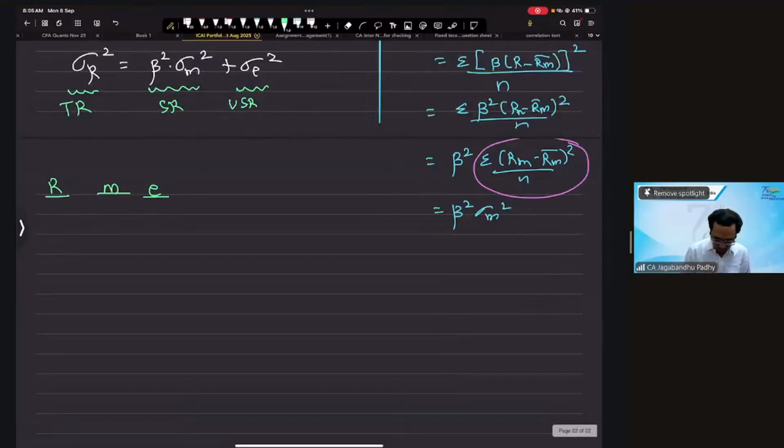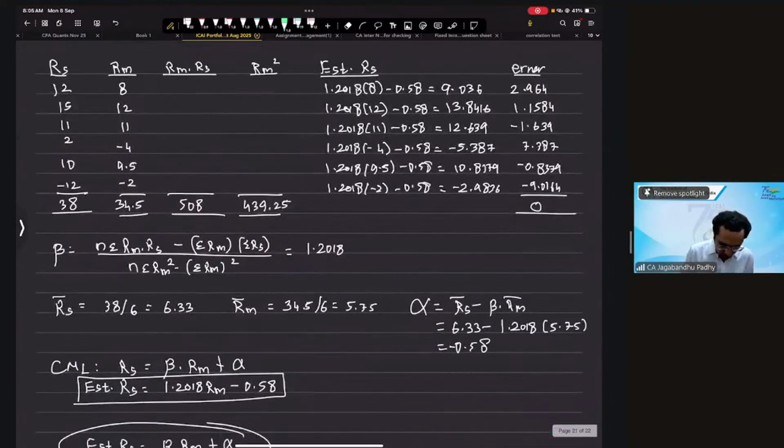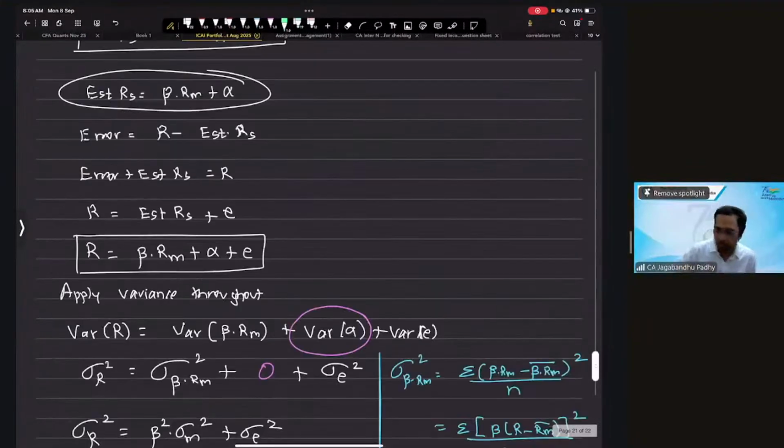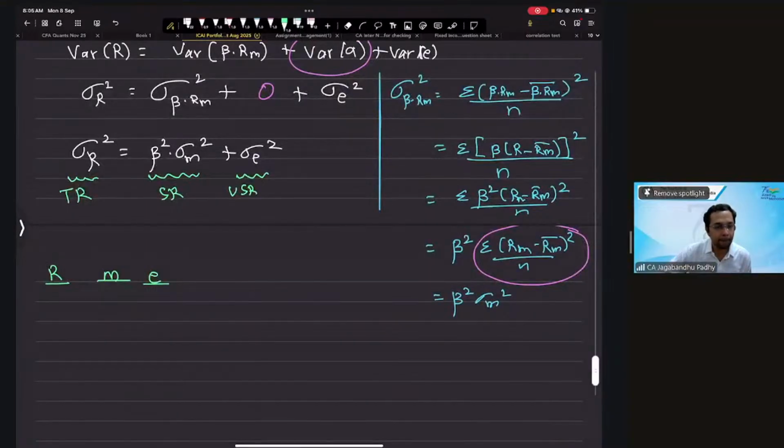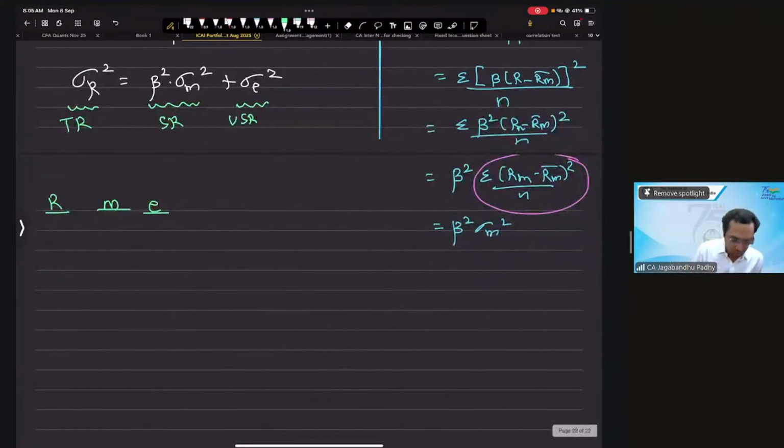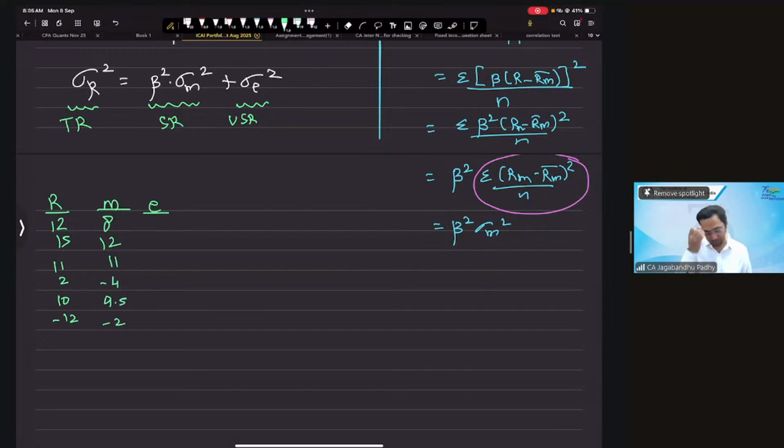Okay. So return of security is what? 12, 15, 11, 2, 10, and minus 12. Return of market is 8, 12, 11, 4, minus 4, 9.5, minus 2.